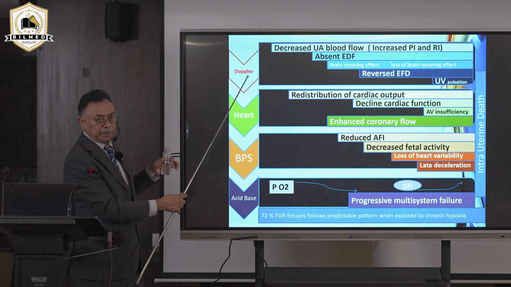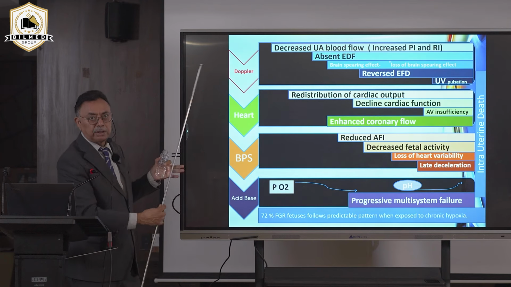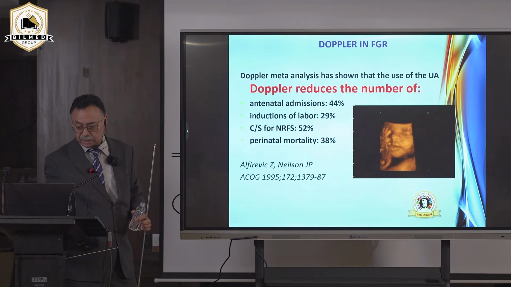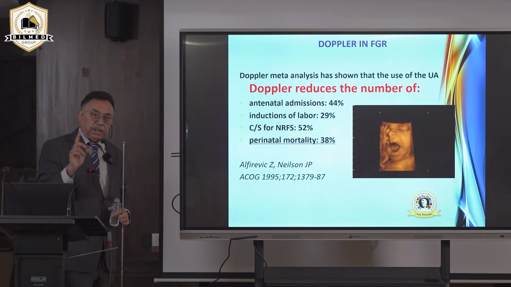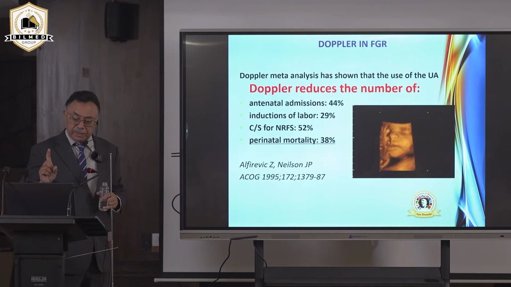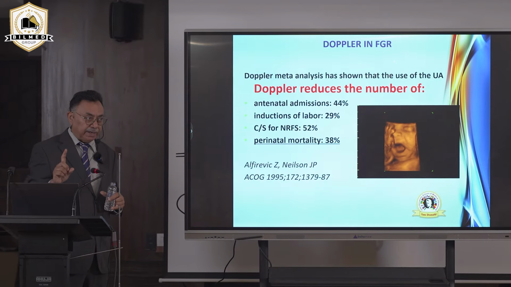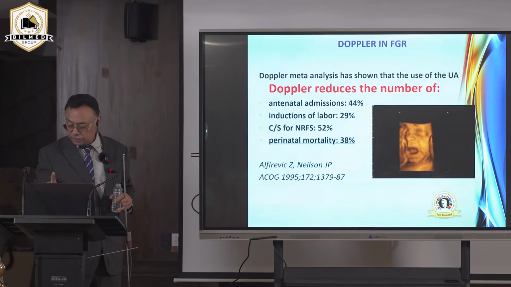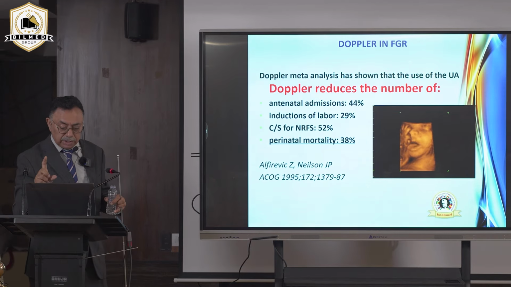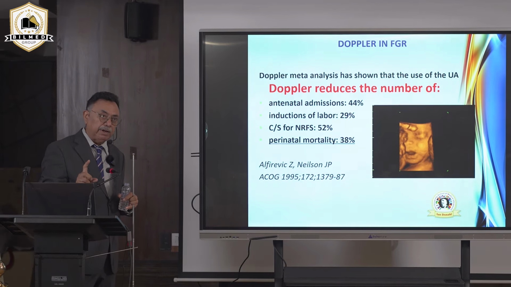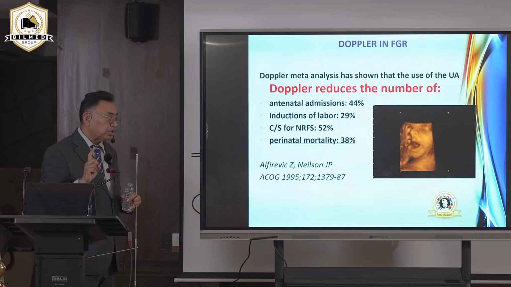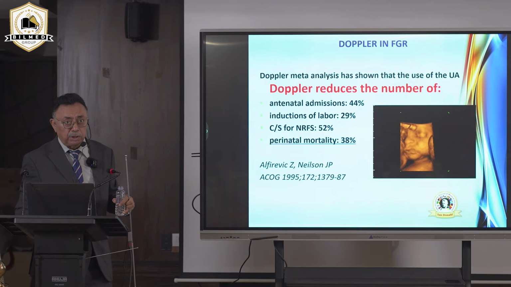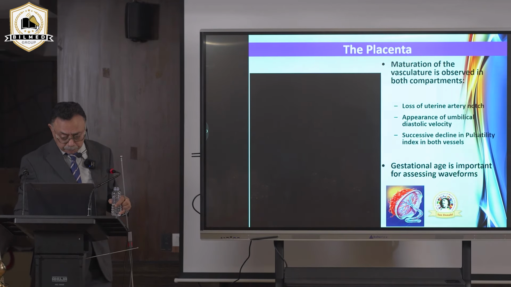And we have Doppler, a non-invasive, very easy, quick, simple method to assess this. So if you do Doppler correctly, then 44% of antenatal admissions, 29% of induction of labor, 50% of cesarean sections, all this will reduce, and the perinatal mortality will reduce by 38%. So we'll be able to save a lot more babies if we are doing the Doppler at the correct time.